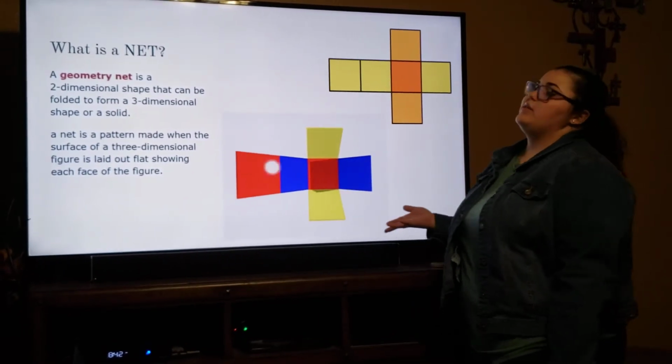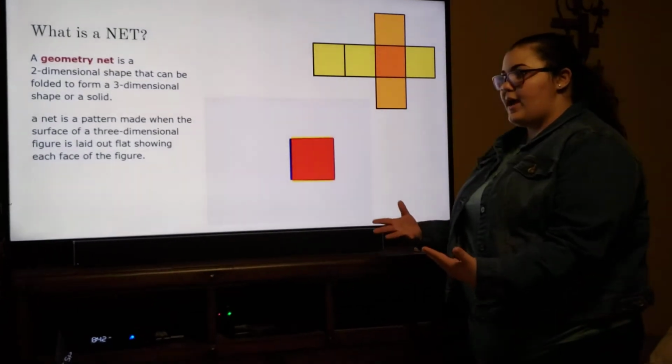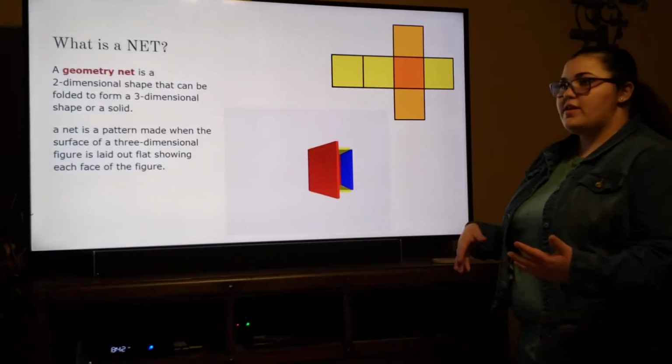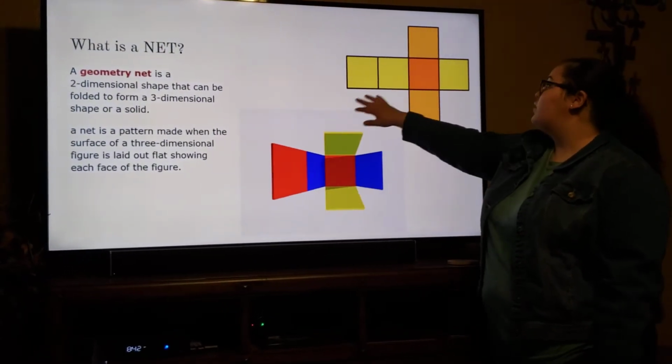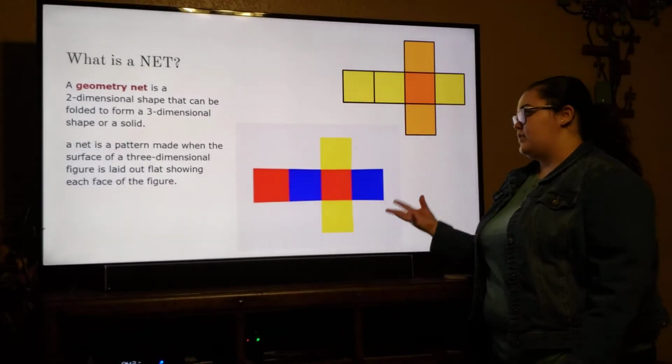Let's start with what is a net. A net is a three-dimensional shape that's been flattened out and turned into a two-dimensional shape. We could think of it as like a box. When you flatten all the pieces out, this is the box, and then if you fold it back up, you get a normal size folded box.